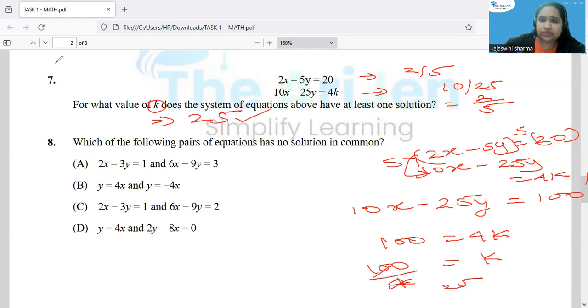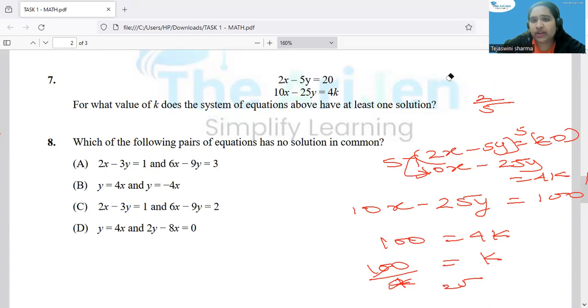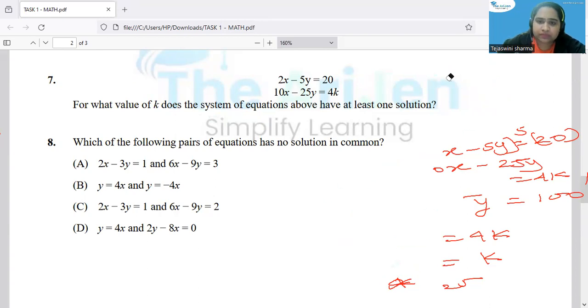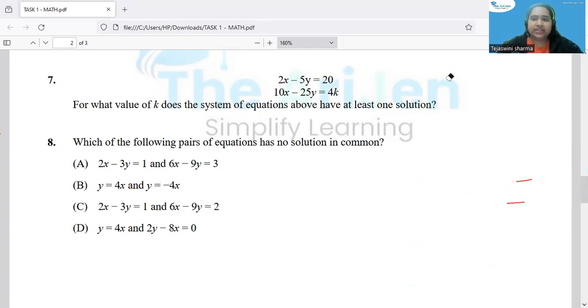So I hope I am clear to you all, and you can calculate and cross-check with your solution when you are writing. Yeah, so now let me move to the next question.